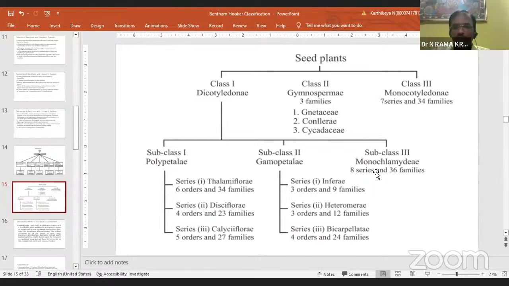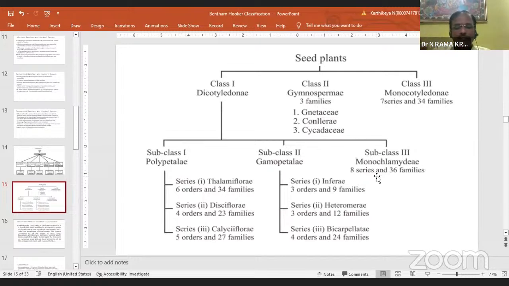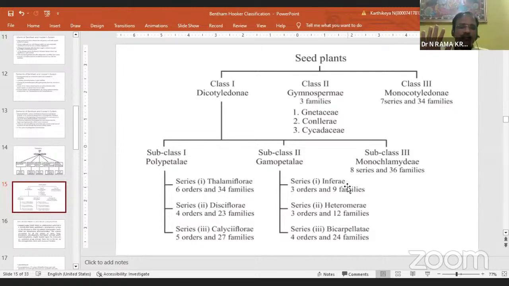Next point. What is the subclass? Third one, Monochlamydeae. Please tell me, anybody, what is the meaning of Monochlamydeae? The calyx and corolla are fused, it's called perianth. Very good. Calyx and corolla are fused or united. We call that Monochlamydeae.